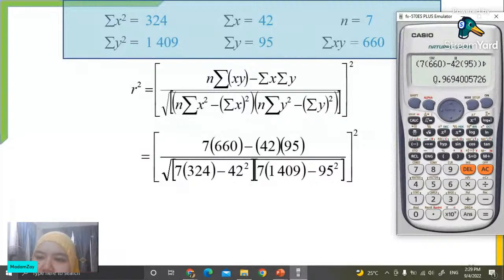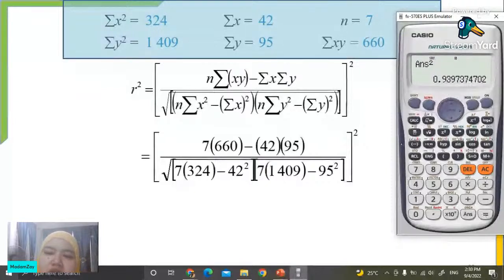You cannot simplify it first. You cannot just find r and then square the r, because you would round off the value to 4 decimal places, right? Now we want to use this exact value to find the coefficient of determination. So we square the answer directly, and use the answer squared, which is equal to 0.9397.